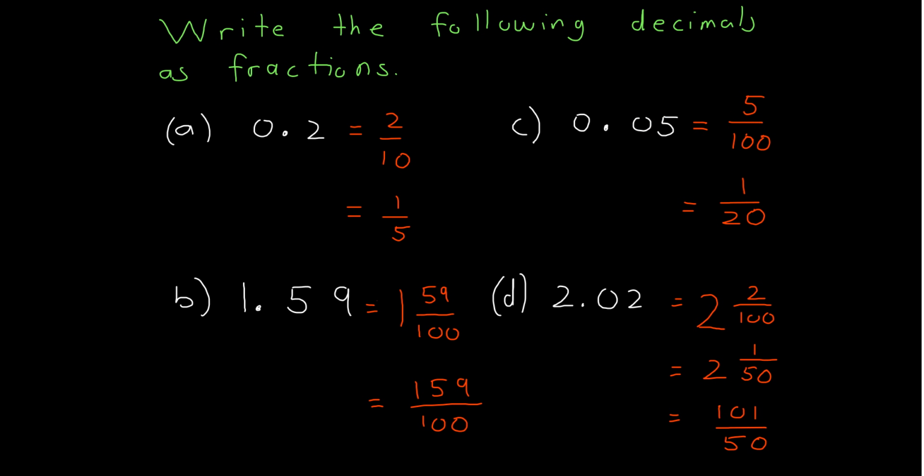Okay, next one, 2.02. So I get the 0.2 or the 2, I put it over 100, 2 digits after the decimal point, 2 zeros on the denominator, so I've got 2 and 2 over 100, which is 2 and 1 over 50, which I can convert to 101 over 50. 2 times 50 is 100, and plus 1 is 101. If you wanted, you could have also just put 202 straight over the 100 as well.